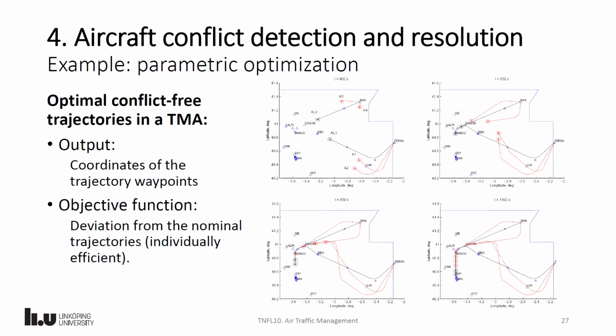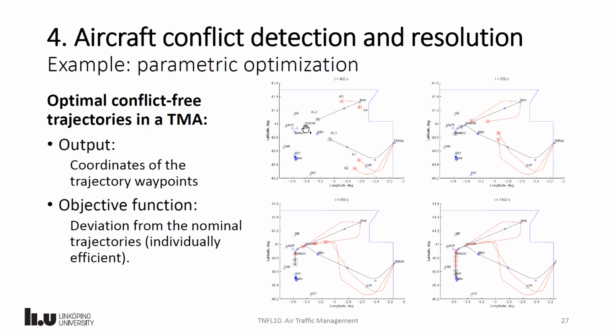This is an example of a paper that tackles trajectory optimization while also having conflict-free trajectories. This is an example that considers optimal conflict-free trajectories in a terminal maneuvering area of an airport. So we have the terminal maneuvering area, which is depicted in little blue lines.